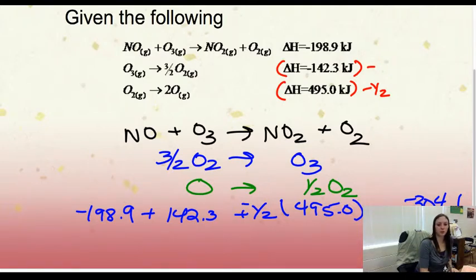You should get a negative 304.1 kilojoules because you're going to have to flip the second equation to get your O2s and O3s to work themselves out. And then you're going to have to flip and divide the bottom one by 2 to get your O's to work themselves out. And again, you get the negative 304.1 kilojoules.